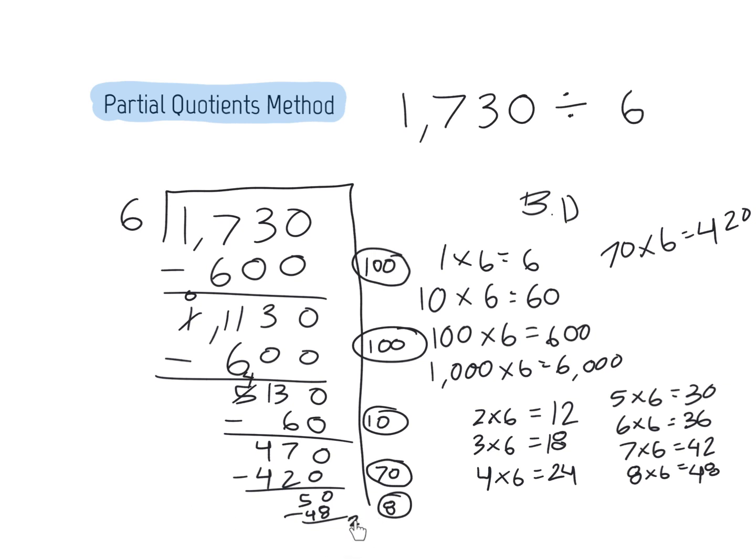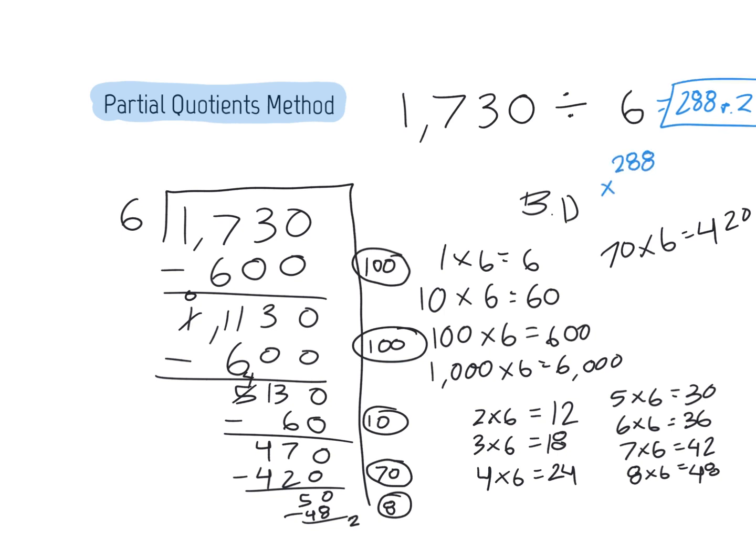Okay, so to get my answer, I'm going to add up all of these amounts. 100 plus 100, 200. 10 plus 70 is 80. And then 8. So I have 288 is my answer. And I don't want to forget my remainder down there, what I had left over when I subtracted, which was 2. Okay, so that's what we came up with as our answer. Let's check it.